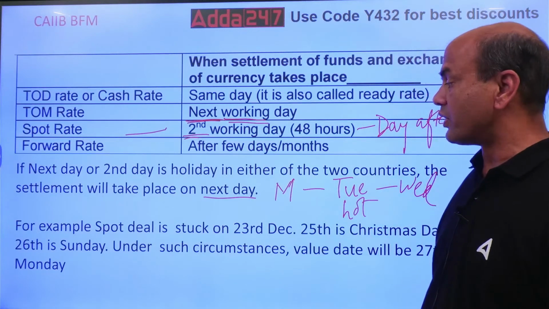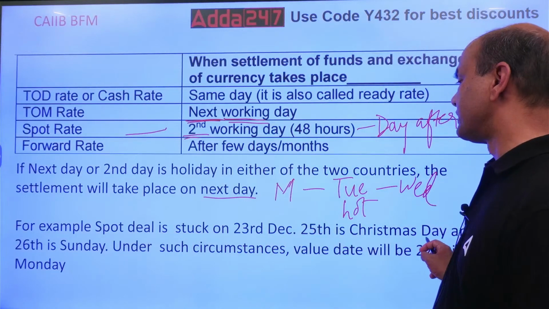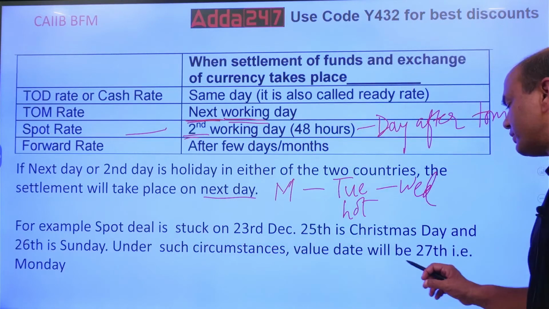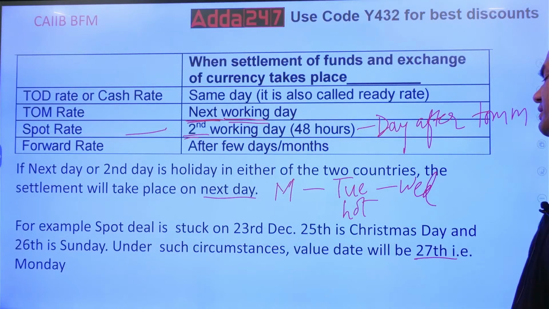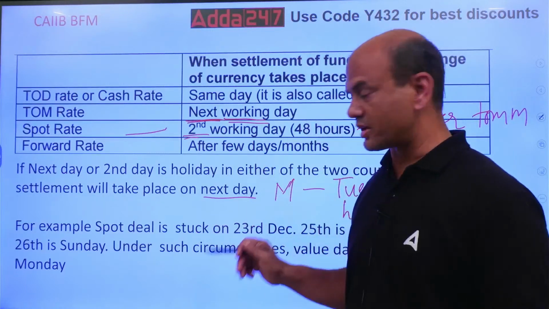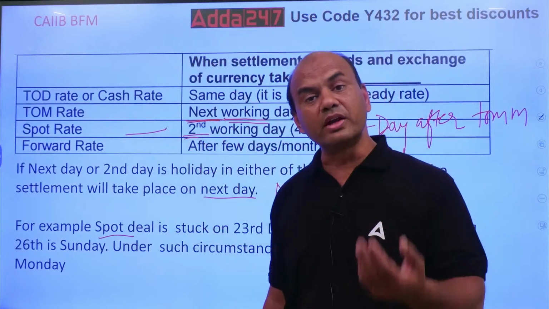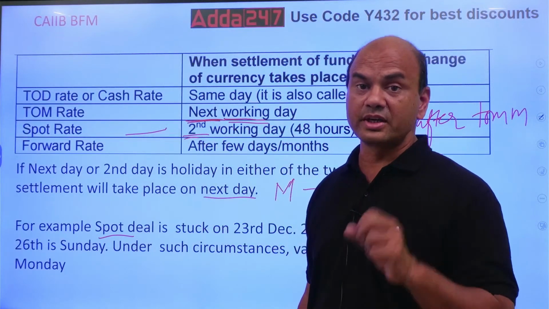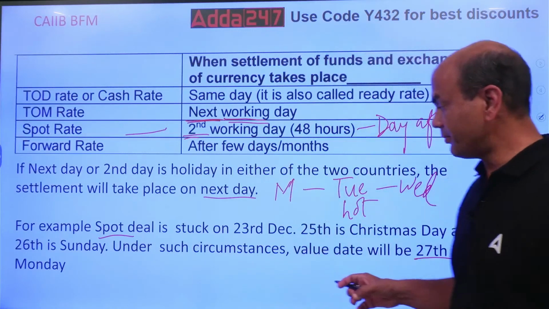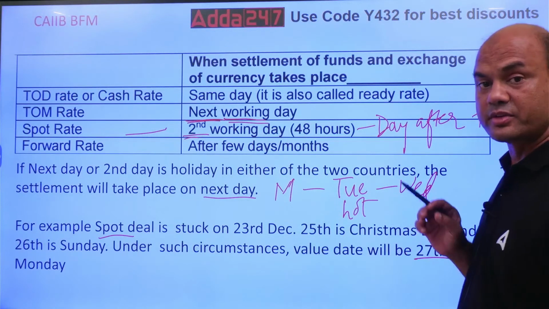Got it? For example, a spot deal is struck on 23rd of December. 25th is Christmas day and 26th is a Sunday. Under such circumstances, the value date of the transaction will be 27th, right? So on 23rd I have struck the deal and it is spot. Remember, spot means what? Spot means the second working day. 24th, 25th, but 25th is a holiday, and 26th is also a holiday. So 27th. Okay? So this is the meaning of next working day. Always remember it's working.